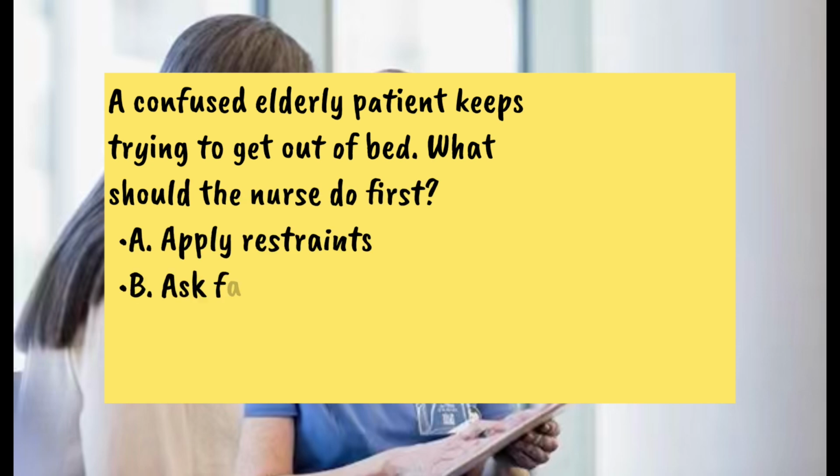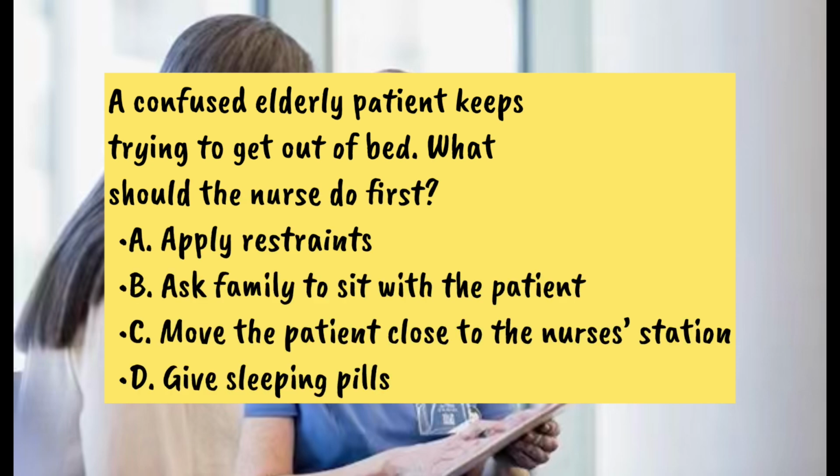A confused elderly patient keeps trying to get out of bed. What should the nurse do first? A. Apply restraints. B. Ask family to sit with the patient. C. Move the patient close to the nurse's station. D. Give sleeping pills. So, the correct answer is C. Move the patient close to the nurse's station because it maintains safety without medication or restraints. So, when the answers look similar, choose the one that protects patient safety.